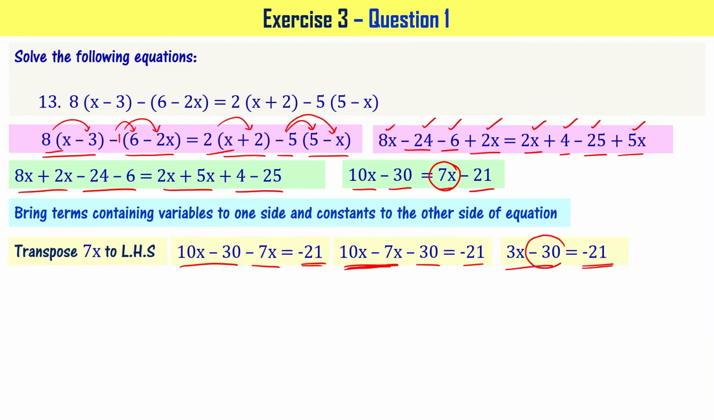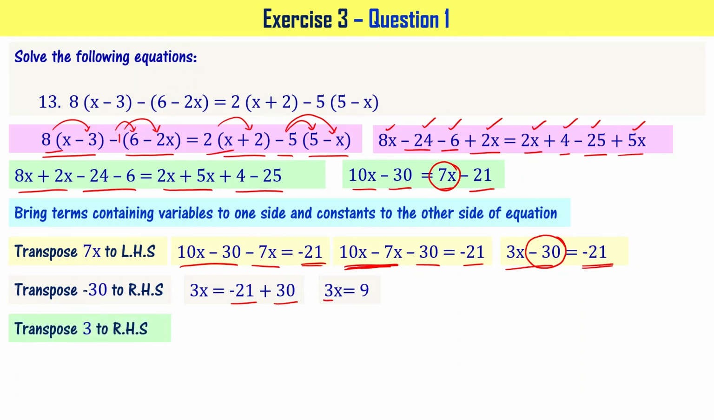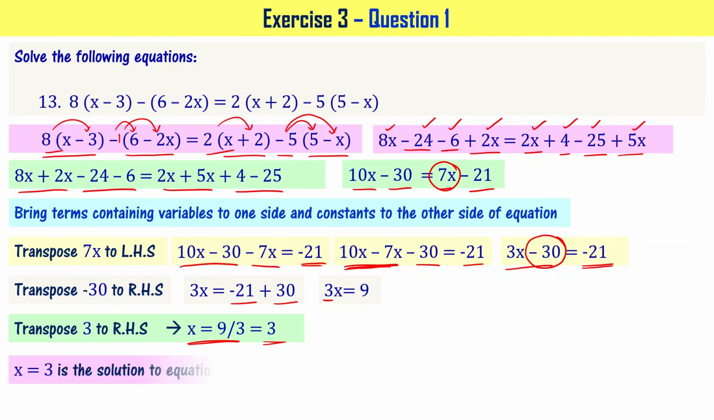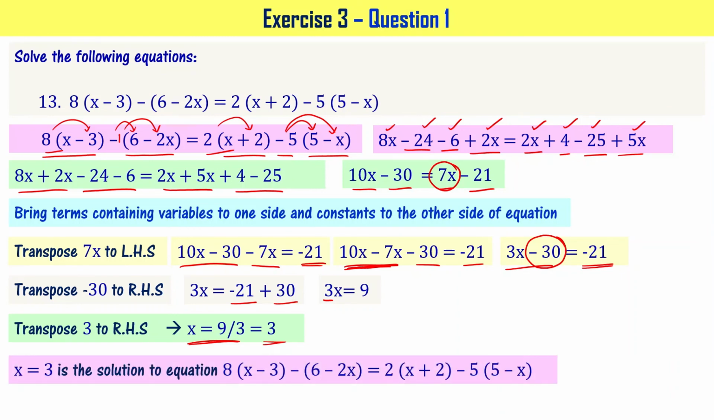Now I can transpose this minus 30 to the other side. When you do that, it becomes plus 30. It means 3x equal to minus 21 plus 30, right? That is equal to 9. So 3x equal to 9 is the equation. Now let me transpose this 3 to the other side. So it is going to divide number 9. So I can write the equation as x equal to 9 by 3, that is equal to 3. So to answer the question, x equal to 3 is the solution to the given equation, right?